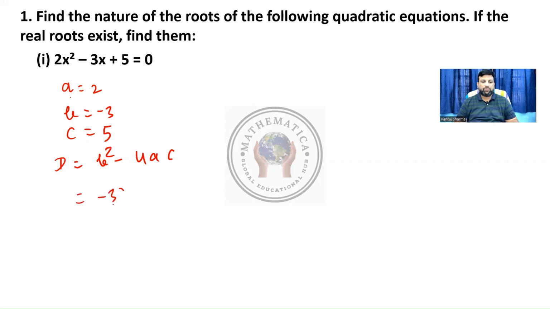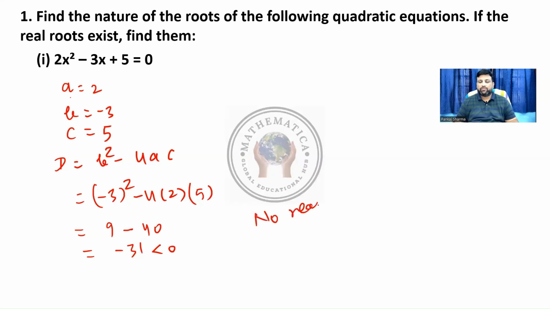So we substitute: (−3)² − 4, where a is 2 and c is 5. Now we can simplify. (−3)² is 9, and 4 into 2 is 8, 8 into 5 is 40. So 9 − 40 is −31. The discriminant of the quadratic equation is less than 0, so everybody knows there is no real root. So here there will be no real roots, because the discriminant of the quadratic equation is less than 0.